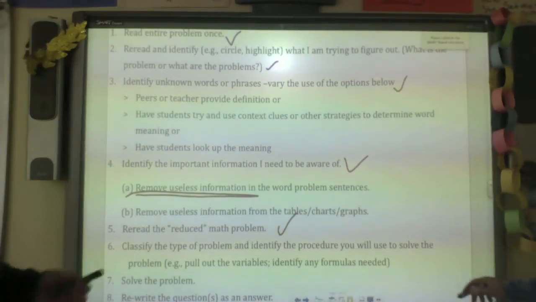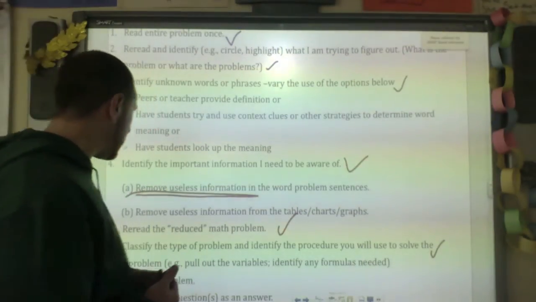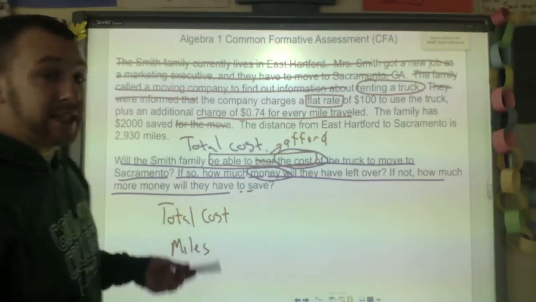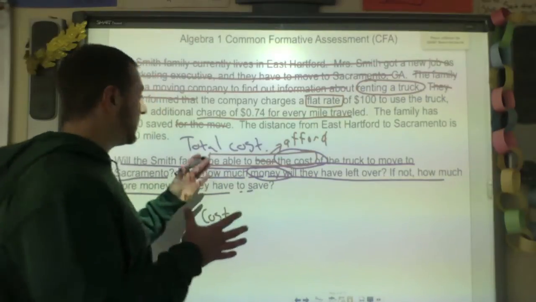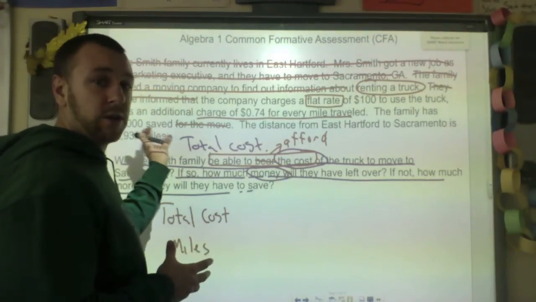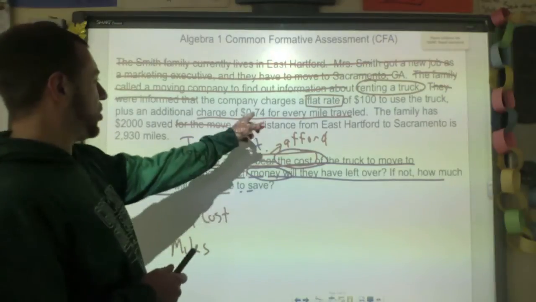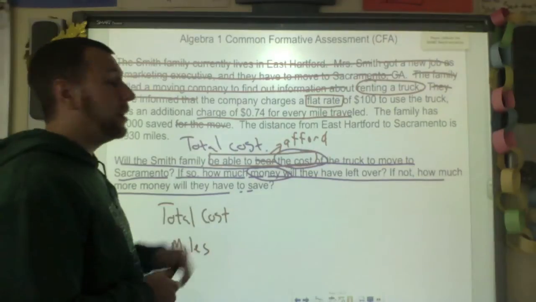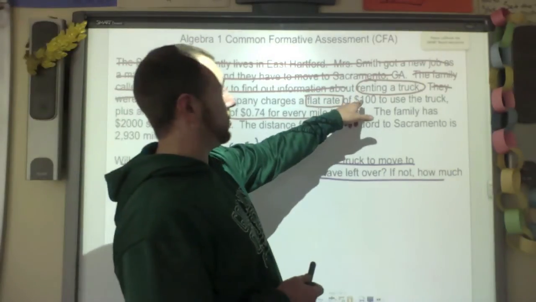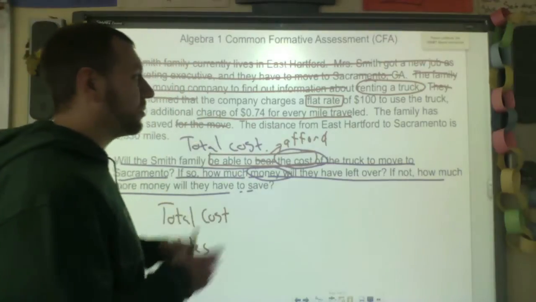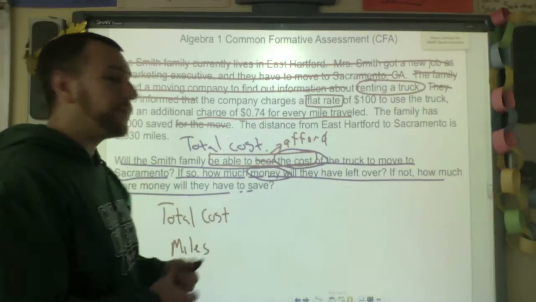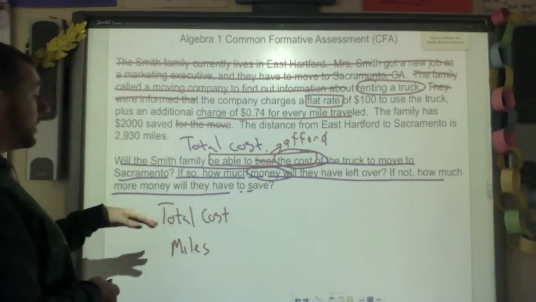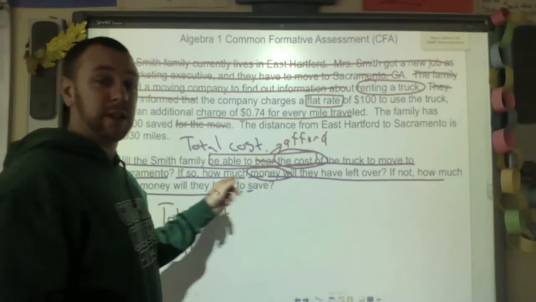And identify the procedure. So that's the big thing, is the procedure. So I'm going to take the number of miles that I know, and I know that they get charged for every mile that's traveled, so I can do some math there, and then I got the total cost, or the flat rate here. So I'm going to find the total cost, and then I'm going to figure out, is that above or below $2,000? If it's below $2,000, how much will they have left over?